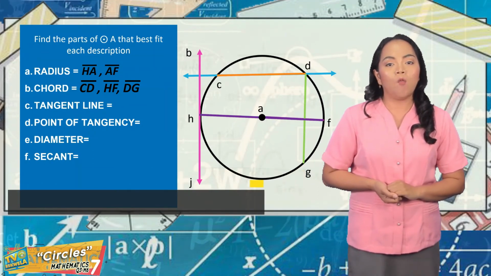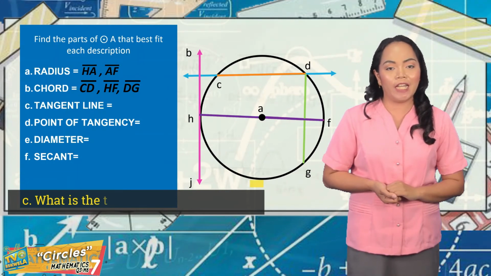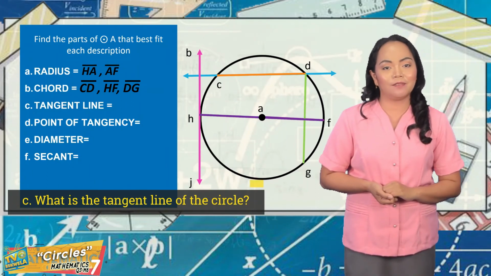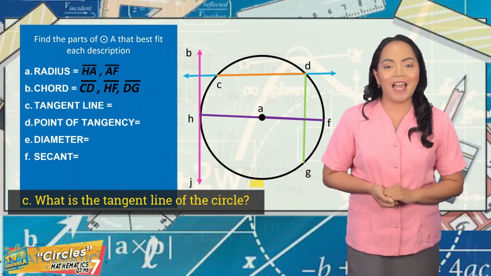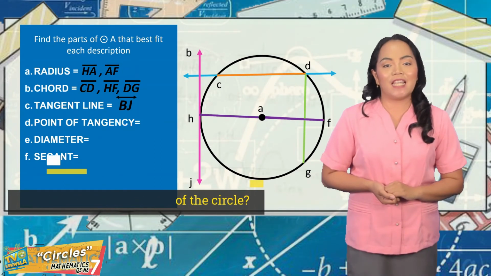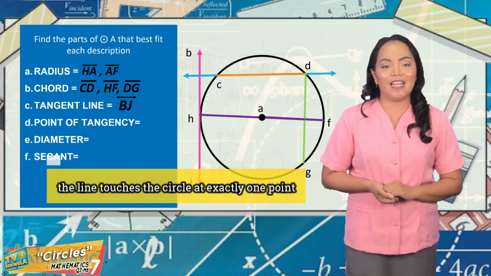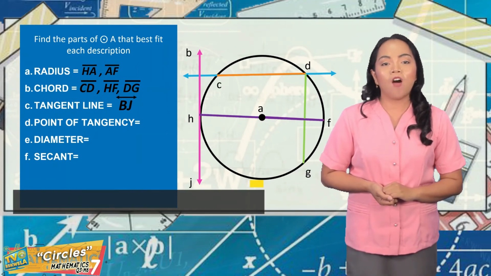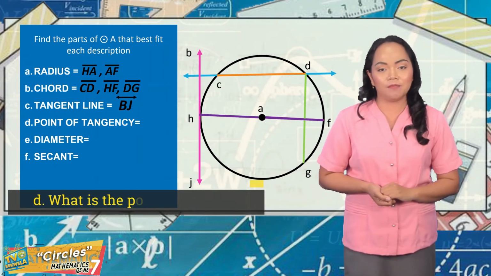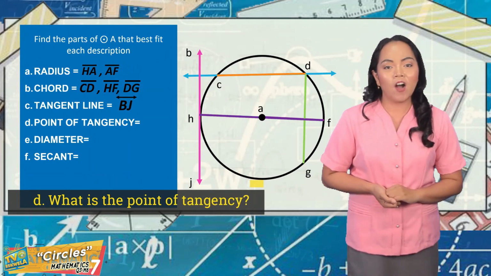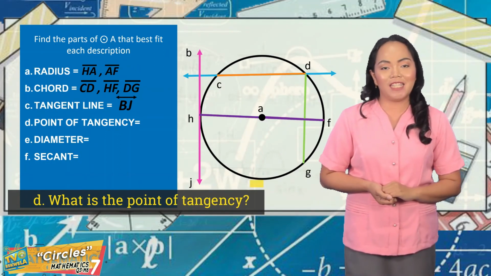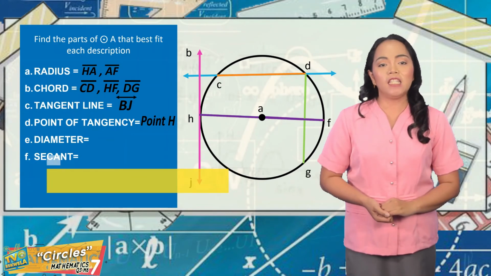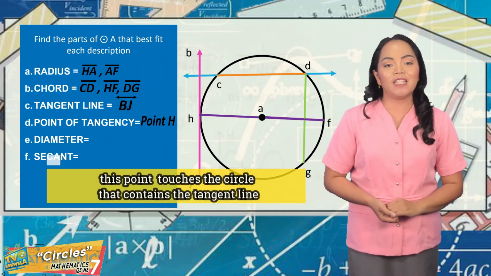Letter C. What is the tangent line of the circle? Correct! Line BJ, since the line touches the circle at exactly one point. Letter D. What is the point of tangency? Correct! Point H, since this point touches the circle and contains the tangent line.